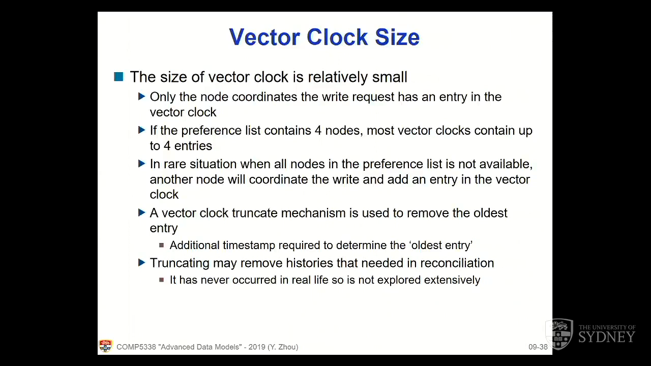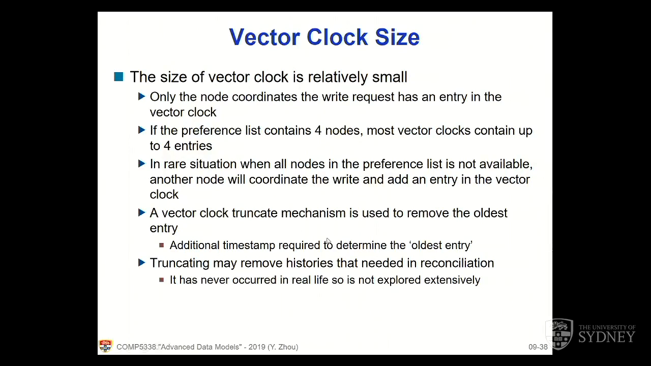Yeah, so the size of the vector clock is relatively small. Because only the nodes that coordinate the write will have an entry in the vector clock, right? Usually, if the preference list contains only 4 nodes, the majority of vector clocks will contain up to 4 entries. But in the rare situation when all nodes in the preference list are not available, Dynamo will find some other node and add another entry. And if this happens quite often for some key, that key will probably have a pretty long vector clock.